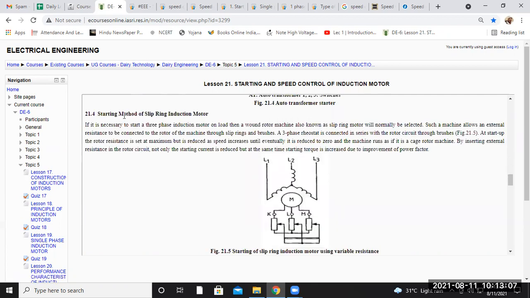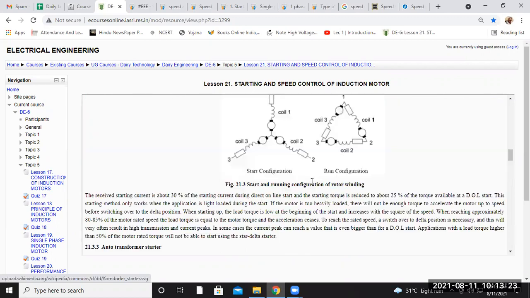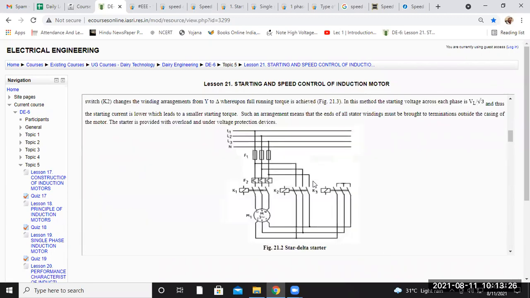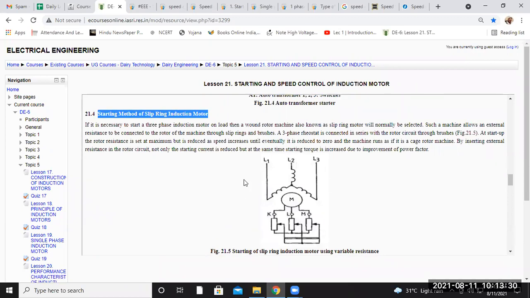Now the last one is another method, the starting method of slip ring induction motor. As we have studied, there are 2 types of induction machine: one is the squirrel cage induction machine and the other is the slip ring induction machine. These 3 methods deal with the squirrel cage induction machine, but this is the phase wound rotor induction machine, or you can say slip ring induction machine.